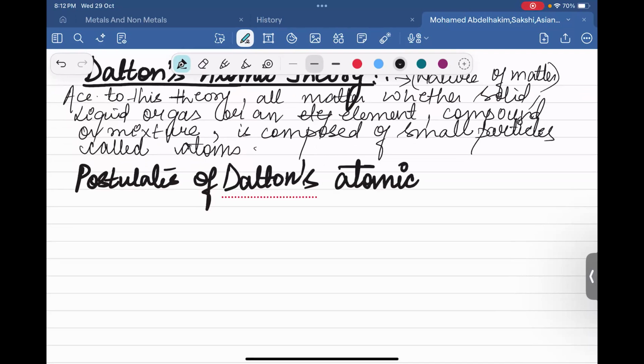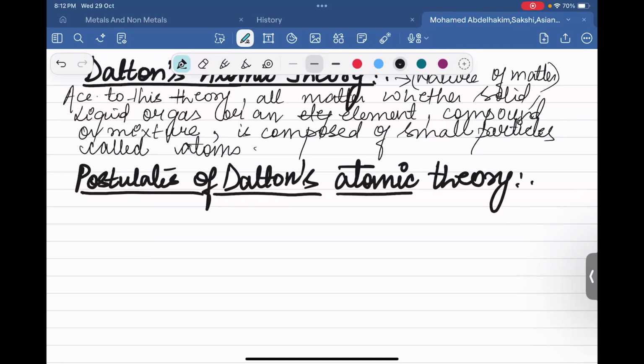It is mainly asked in your exams. It might be asked in your exam too. If it is asked, then tell me what? Dalton's atomic theory postulates. It is very important.